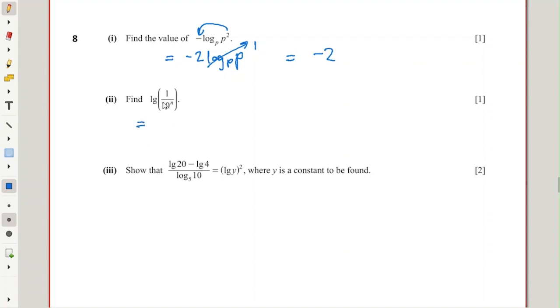What about this? So this can be written as this, from indices. Do you remember? So here, and don't forget that LG means logarithm to the base 10. So this is the same as negative n log 10 to the base 10. And this one is the same as 1. So this is the same as negative n times 1, which is negative n.